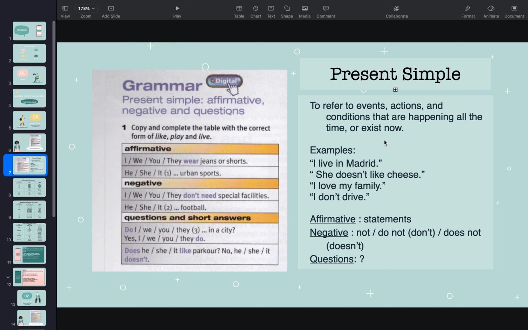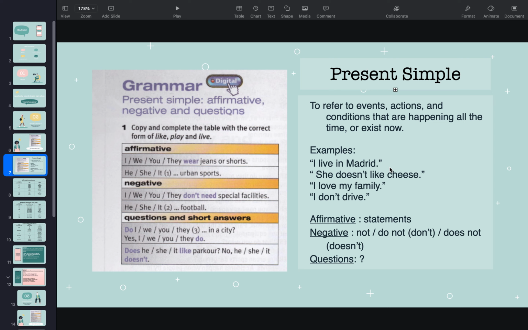Okay, contoh dia, examples. Number 1, I live in Madrid. Saya tinggal di Madrid. Okay, for you, where do you live? You live in Malaysia. Kamu tinggal di Malaysia. Nak cakap macam mana? I live in Malaysia. Saya tinggal di Malaysia. Okay? So, sekarang ni sedang berlaku kamu tinggal di Malaysia. Dia wujud, betul tak? So, jadi dia ialah present simple. It exists now, it is happening all the time. Berlaku sepanjang masa.